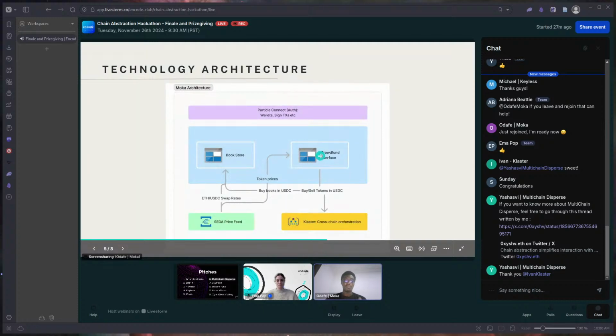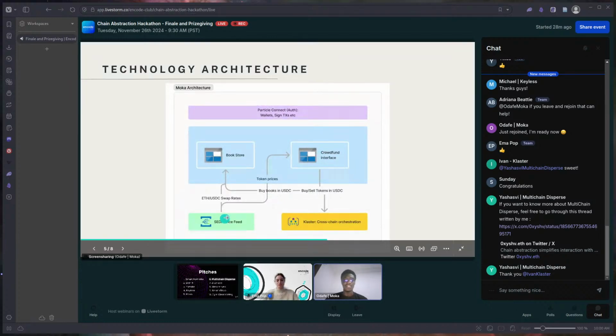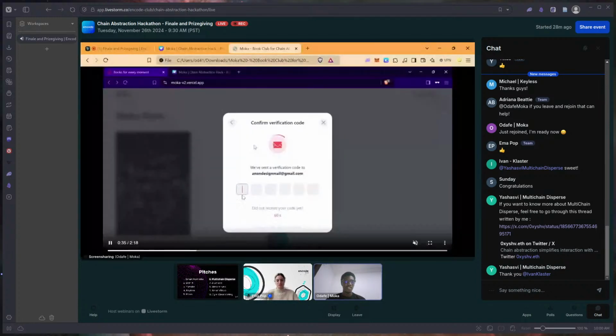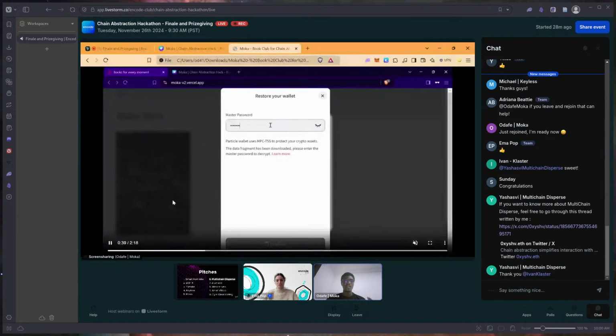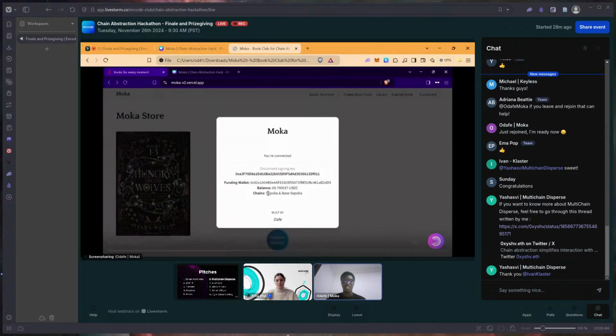For the crowdfund, the price of the token at the time of buying, because this is a bonding curve, is tracked by a setup price. So to see what this looks like, here's a quick demo. Remember I said you can sign up with your email. There's the funding wallet where you deposit your USDC for buying books and paying for gas.